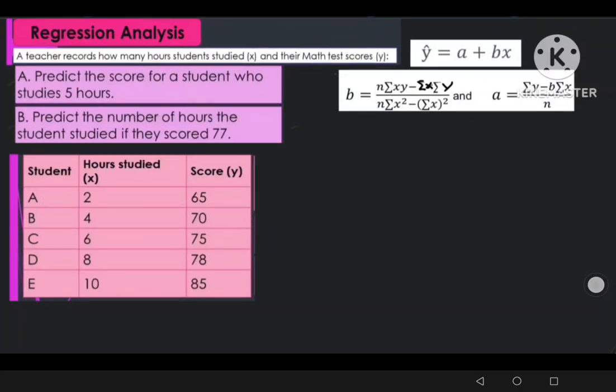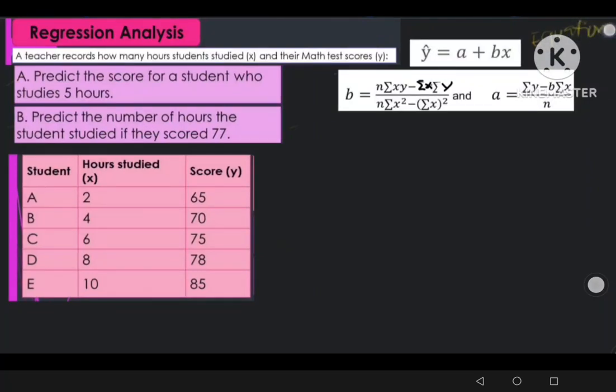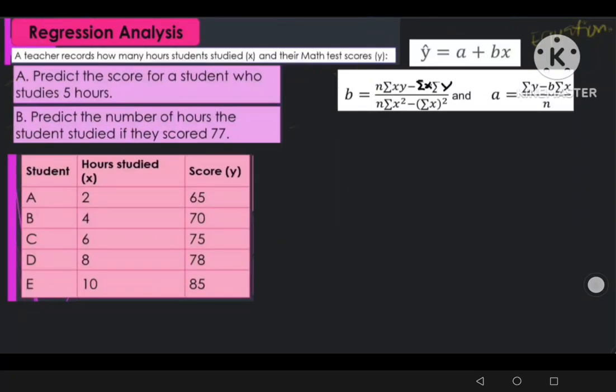So, using, take note of the formula here. Again, this is our equation. Remember the equation, y is equal to a plus bx, and letter b has its formula and a also has its formula. So let's solve this one. Since we have the given values of x and y in our data, let's start with letter b.